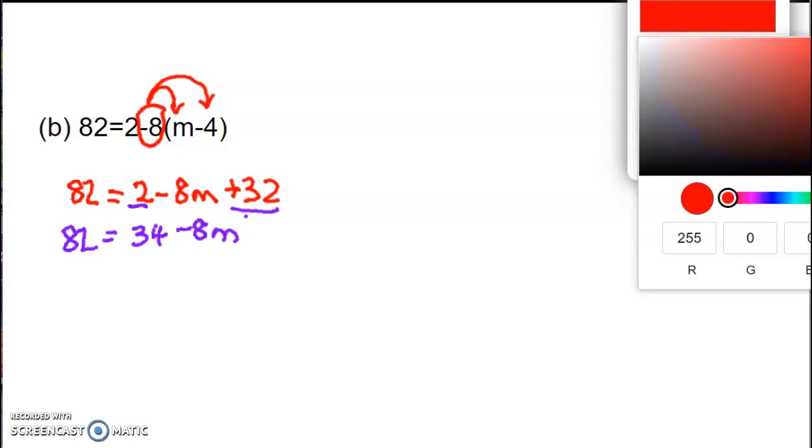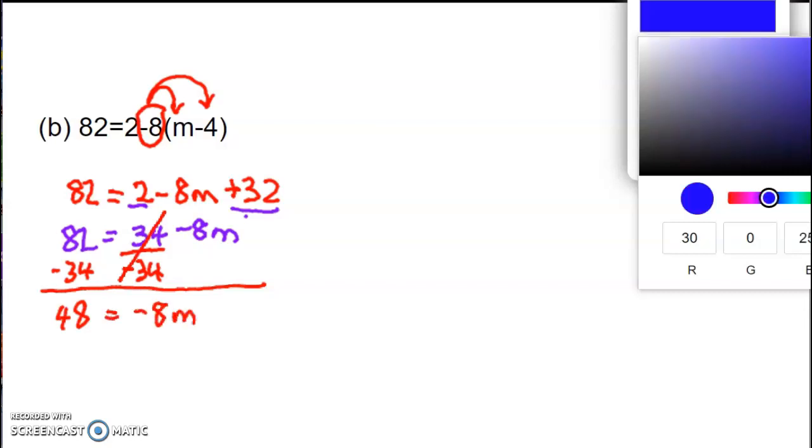What do we need to get rid of? Well, first m is being multiplied by -8, and then the result is being added to 34. So that means the very last thing that was done to m was add 34. We need to undo adding 34. How do I undo adding 34? We subtract 34 from both sides, and this goes away to 0. And 82 minus 34 is 48, is equal to -8m from the right hand side.